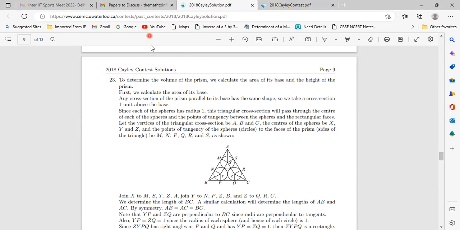So let's calculate the area of its base first. For finding the area of its base, you just have to see the cross section of the prism which is parallel to its base. They said each of the spheres has radius 1. The triangular cross section will pass through the center of the sphere and points of tangency between the sphere and rectangular faces.